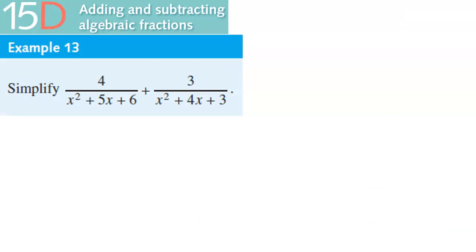Here, my denominators are not factorised. So in order to see whether they share any common factors, I need to start by factorising them. My first denominator, I'm looking for two numbers that add to 5 and multiply to give 6. That's going to be 2 and 3.